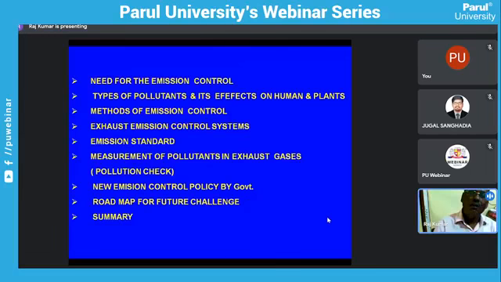Now, to control pollution, we will focus. Of course, there are various types of pollution in the atmosphere: industry pollution, thermal plant pollution, sound pollution. But here we will focus only on our automobile pollution.